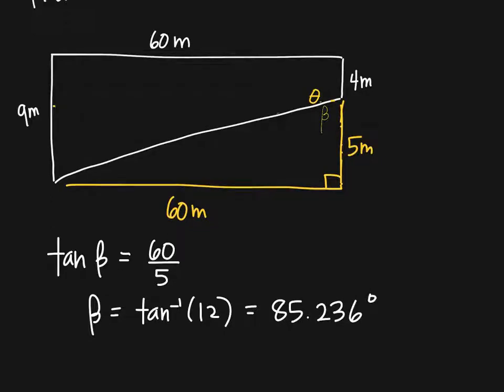85.236. Thanks, Janelle. Okay, so that is beta, but it's not the angle of depression. And so we would then need to use the complementary rules for angles to figure out that the angle of depression is 4.764 degrees.